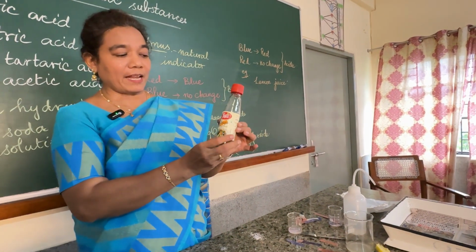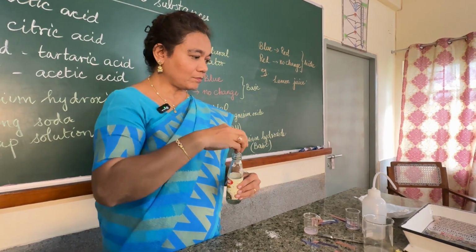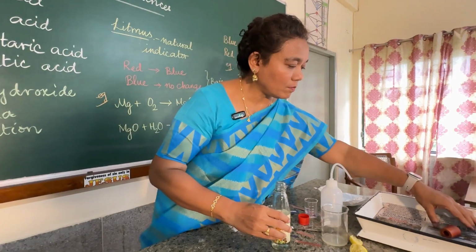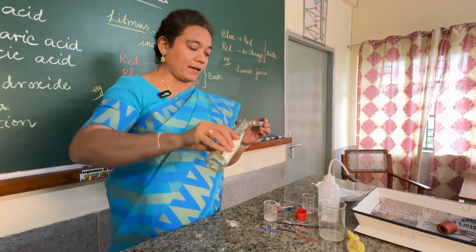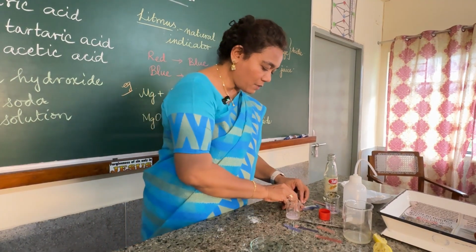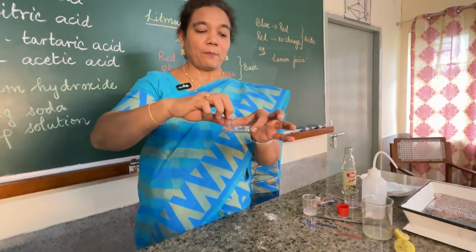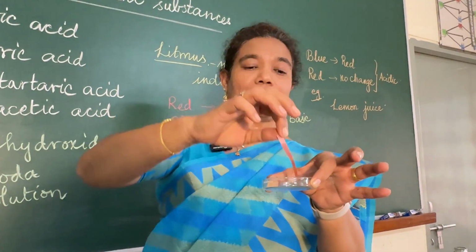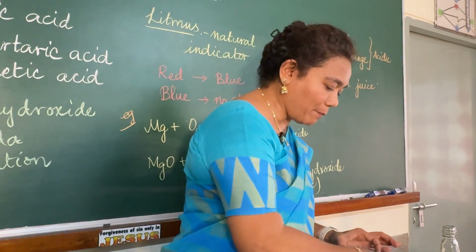Now this is vinegar. This also we use in our daily life. We can take the vinegar in a beaker or any bowl. We can again test with litmus paper. See, we are dipping this red litmus paper. There is no color change. See here, red litmus paper is still red. No color change. Now we will test this with blue litmus paper.